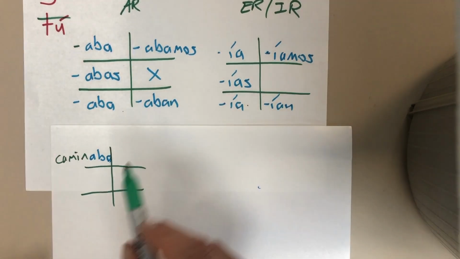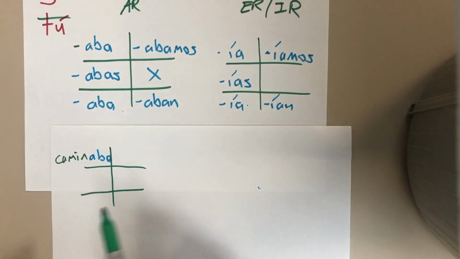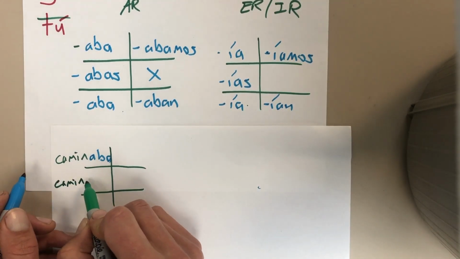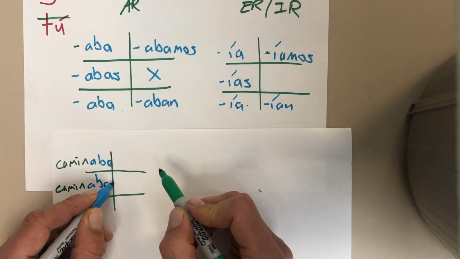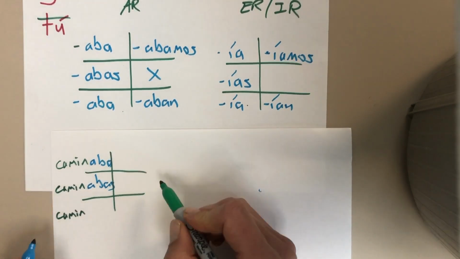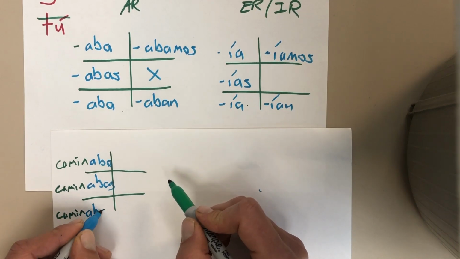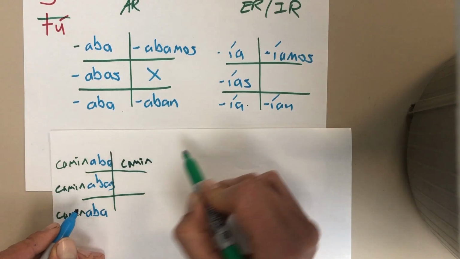Caminaba. So if you see caminaba, are we talking present or past? Past. Boom, you got it. So what if it says caminabas? There you go. He used to walk all the time, that guy. His pedometer exploded. It was so dangerous. Caminaba, muy bien. We used to walk. Caminábamos.